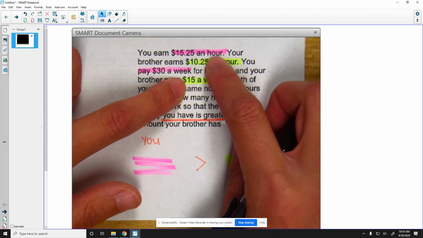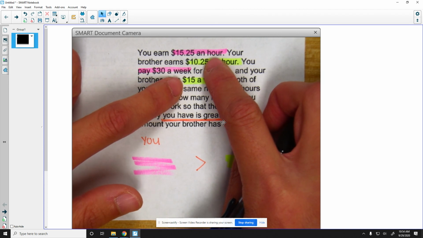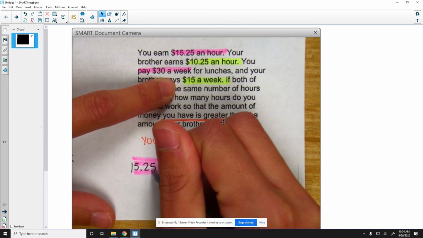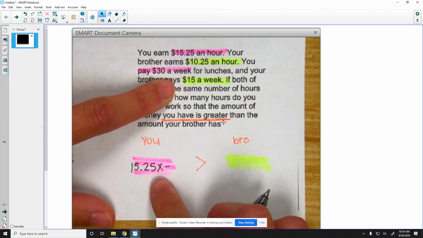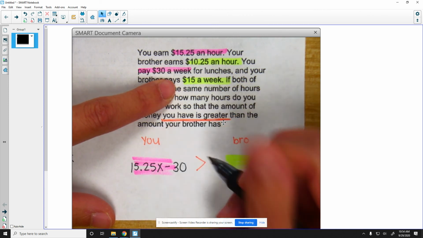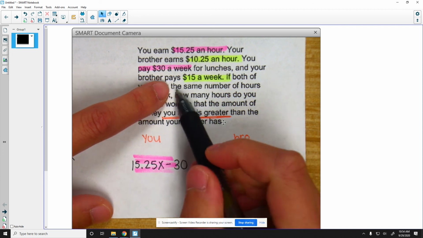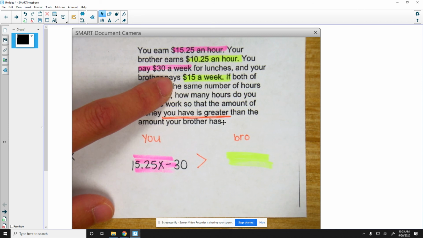So think about what I said to you a couple days ago, and that might help you figure out where your X belongs. Savannah, what do you think? 15.25x minus 30. Yes. Okay, so Savannah, why did you put the X with the 15 and not the 30? Because it says per hour. But this one says per week. Because you have to, I don't know. So you're right, Savannah, you're totally right. But we I don't know, because like you pay 30 a week, so if it's minus, like I don't know.